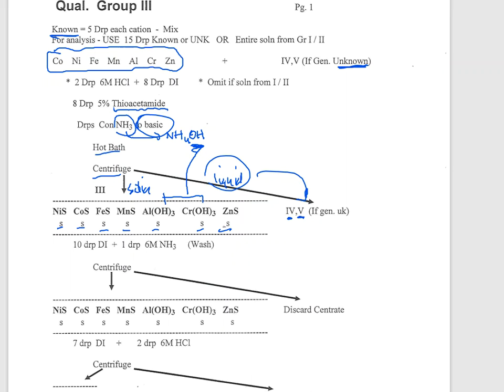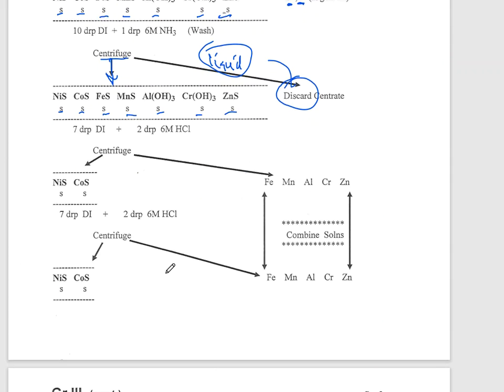Right, then we're going to take 10 drops of water and 1 drop of ammonium hydroxide again and wash it. So that means add this stuff to the solid, take a stirring rod and jigger it up. Really kind of mess it up there. Stir it up really well. And then put it back into the centrifuge and spin it back down. Well, that solid will still be there, hopefully, right? And if you get any liquid on the top, and you will, that liquid needs to be discarded. You do not need that liquid for our purpose in group 3.